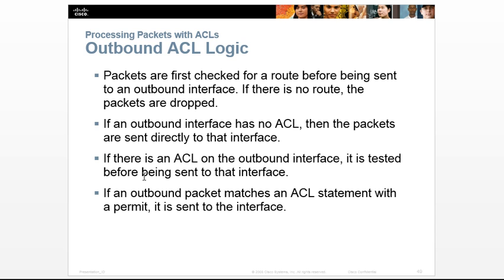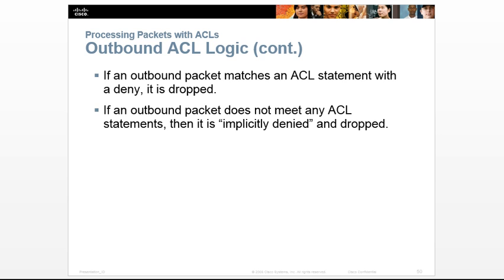If there is an ACL on the outbound, it is tested before being sent to the interface. If an outbound packet matches an ACL statement with a permit, it is sent to the interface. If it matches an ACL with a deny, it is dropped. But remember, if we turn on ACLs on outbound and it doesn't meet any ACL statement, it hits the implicit deny at the end, and it is automatically dropped.